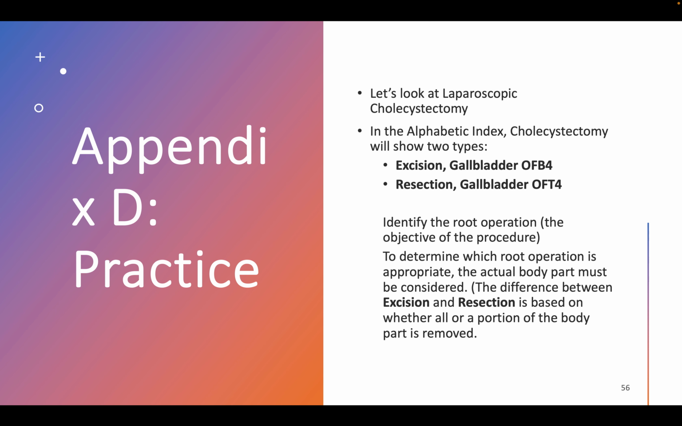Let's look at laparoscopic cholecystectomy. In the alphabetic index, cholecystectomy will show as two types: excision gallbladder 0FB4 or resection gallbladder 0FT4. Identify the root operation, the objective of the procedure. Are you doing an excision or a resection? Are you taking the whole thing out or a portion of it? To determine which root operation is appropriate, the actual body part must be considered. The difference between excision and resection is based on whether all or a portion of the body part is removed.